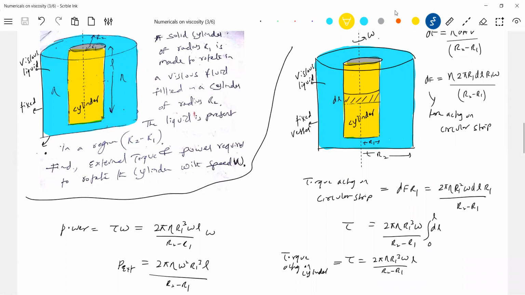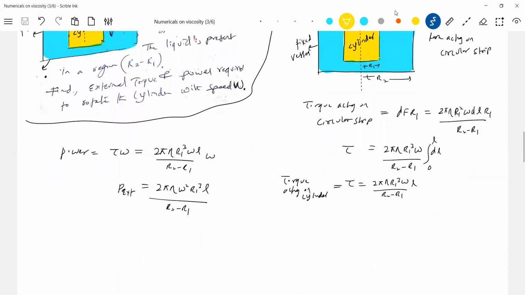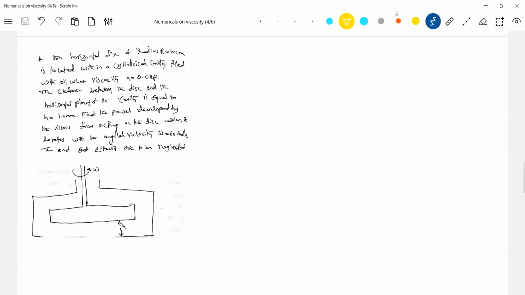I'll go for the next one. I'll slide down. Similarly, I'll draw a better diagram.